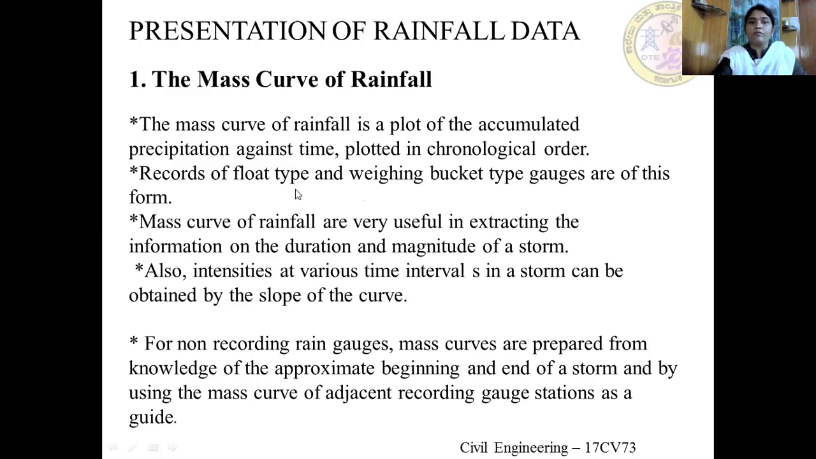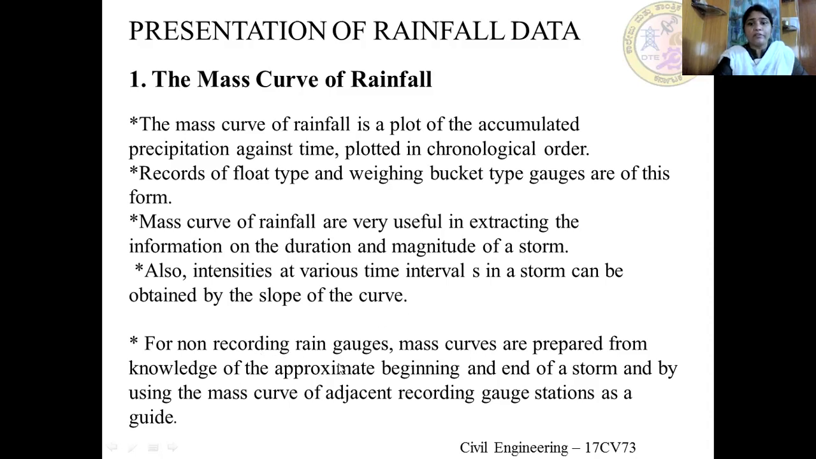So the records of float type, weighing bucket type, tipping bucket type, that is recording rain gauges, are used in this form. So the mass curves of rainfall are very useful in extracting the information on the duration as well as magnitude of a storm. So here we'll come to know the duration as well as its magnitude. And intensities at various time intervals are also obtained when we draw the curve, and when we draw the slope of that curve, we will come to know the intensity of a particular storm.